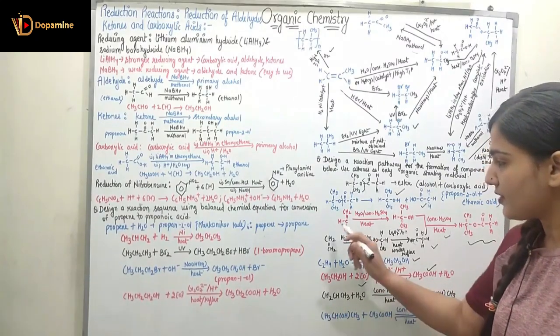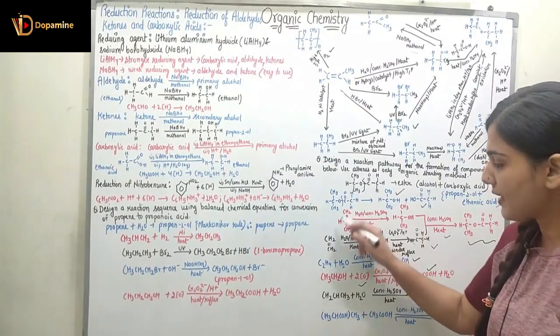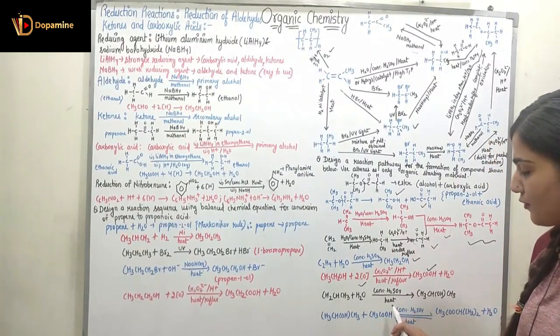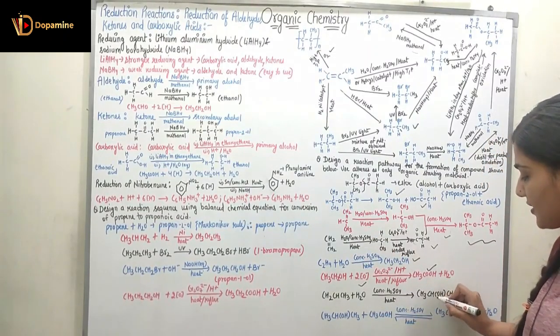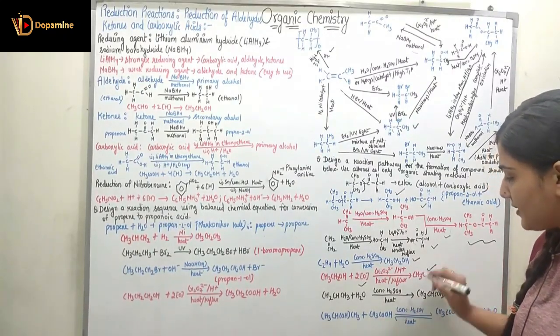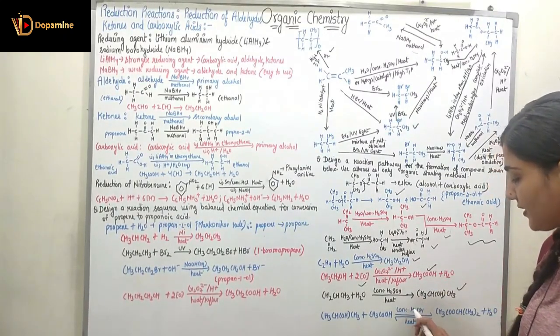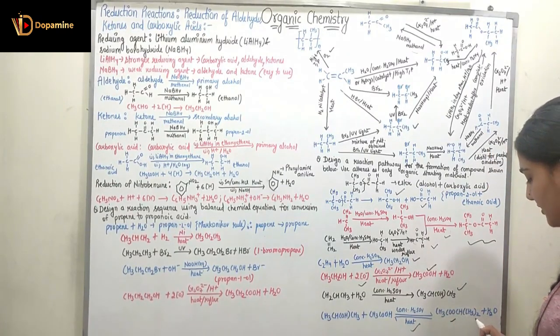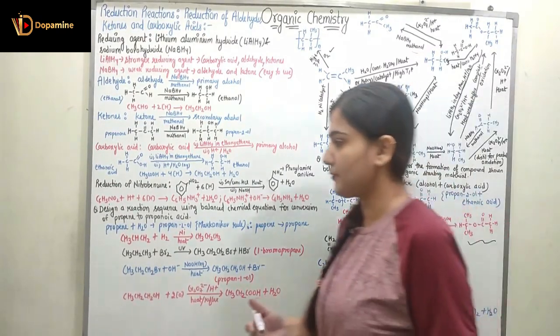CH2=CHCH3, this is the propene that we have. Propene in the presence of H2O, concentrated H2SO4 and heat gives me CH3CHOHCH3, propan-2-ol. So propan-2-ol will react with this CH3COOH, ethanoic acid, in concentrated H2SO4 and heat, giving me CH3COOCH(CH3)2 plus H2O. That is the product we had to form.